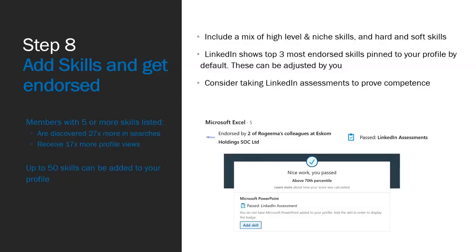Don't worry if you don't pass it. It's not going to tell people that you failed. It's just not going to show anything, but you can retake the test again within 90 days. And if you pass, then it will be added to your profile. If you do a test on something that you don't have added as a skill, like I did on PowerPoint here at the bottom, it will tell you that you do not have PowerPoint added, do you want to add it? And then you get the badge as well. You can say add skill, or you don't have to do it.